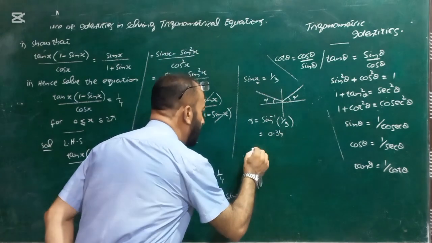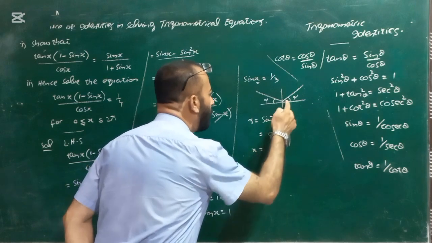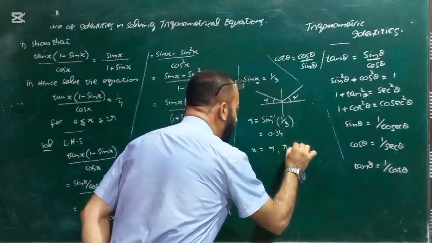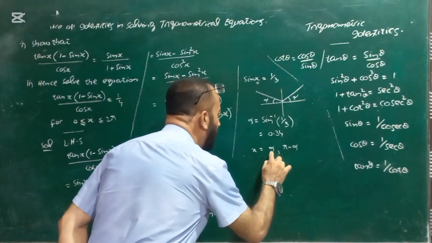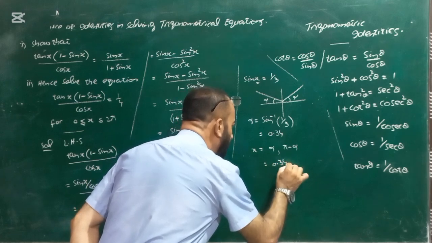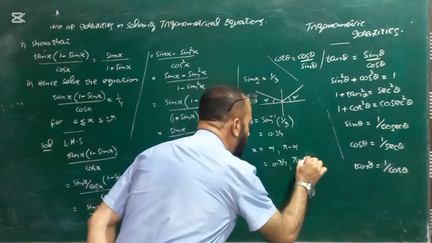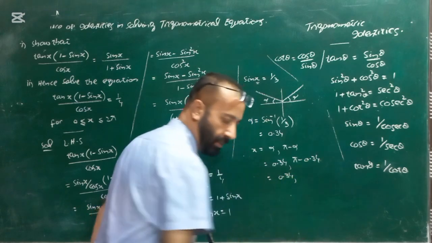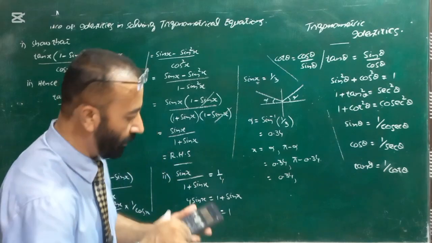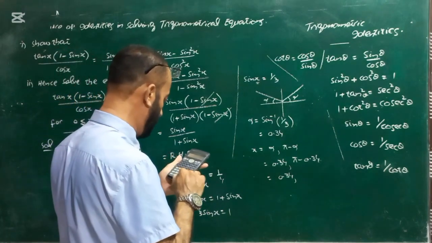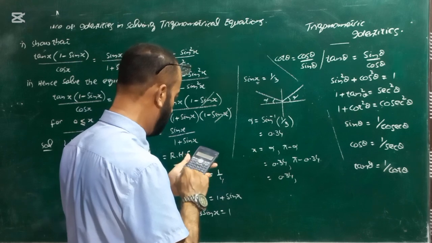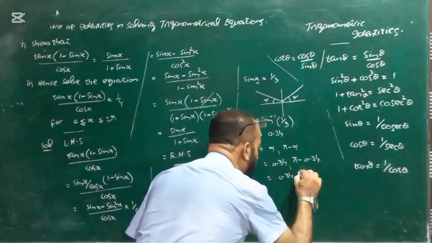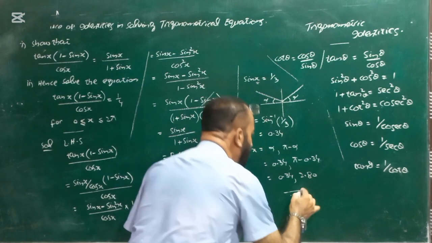So the original angle is now x equal to alpha, and in the second quadrant pi minus alpha. So putting values into this one, alpha is 0.34 and pi minus 0.34. So solve it on the calculator. So pi minus 0.34 is equal to 2.80. So these are the answers.